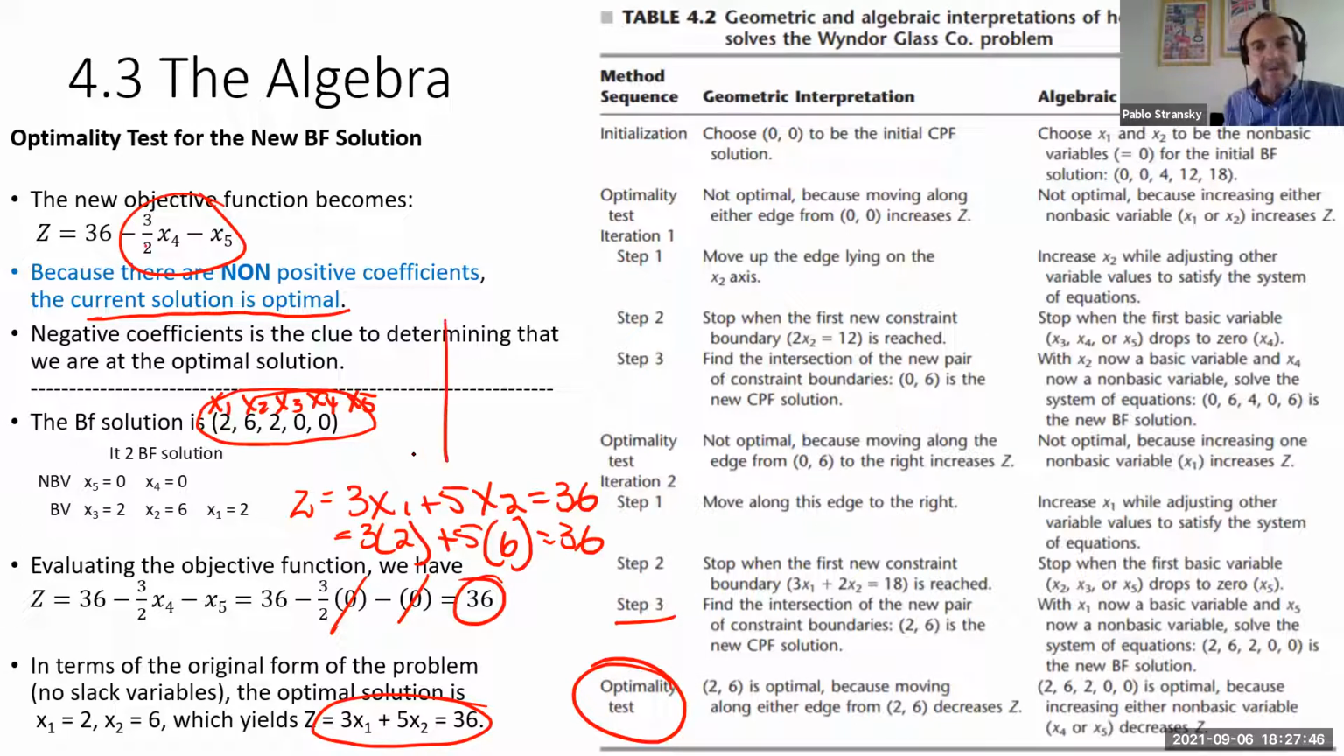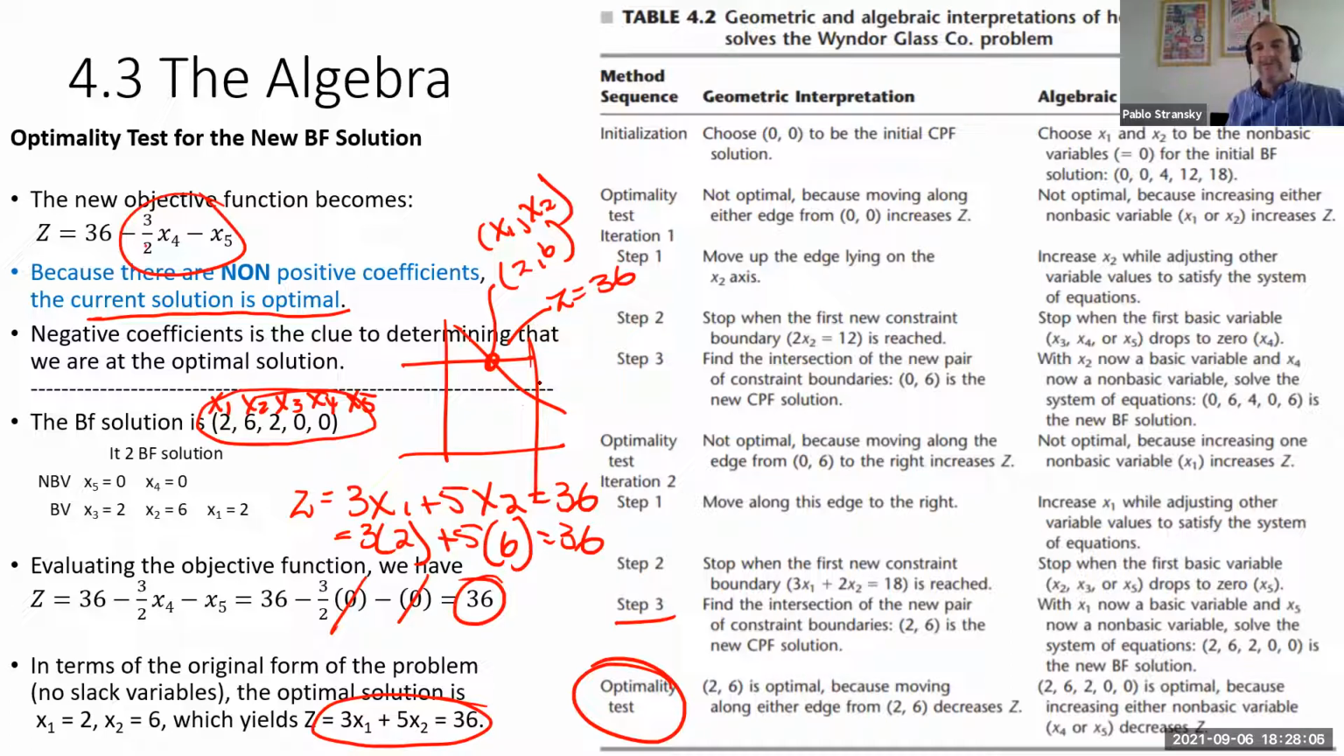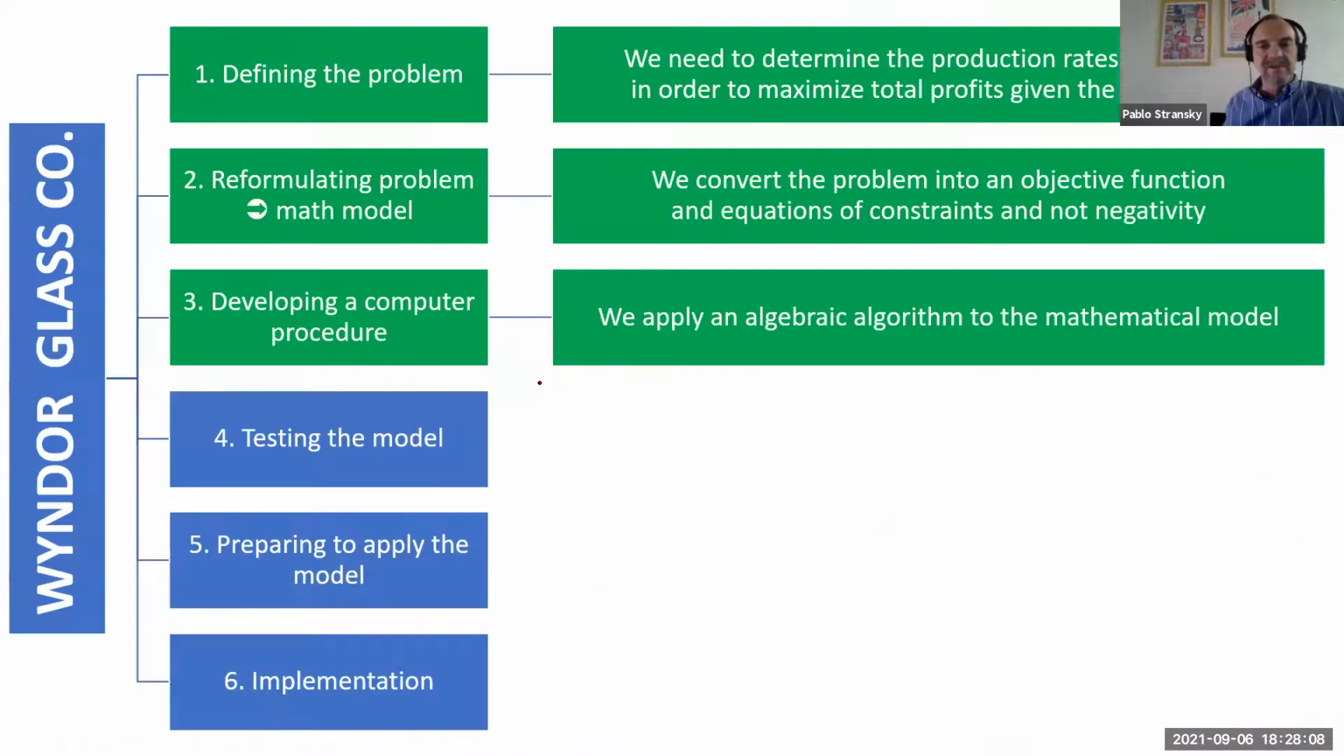And if you remember, when we did the graphical solution, this specific point had coordinates 2, 6. That was x1, x2. And z, the value here, was 36. That was our optimal solution. Okay, so at the end of the day, what we have done is take the geometrical algorithm and change it into an algebraic algorithm. Somebody has a question here?